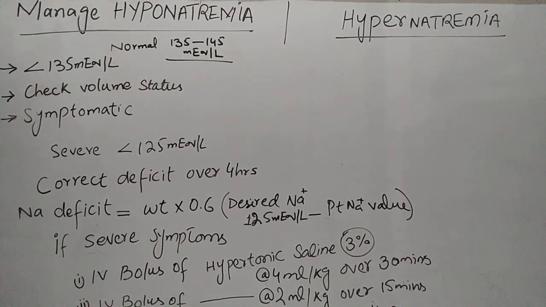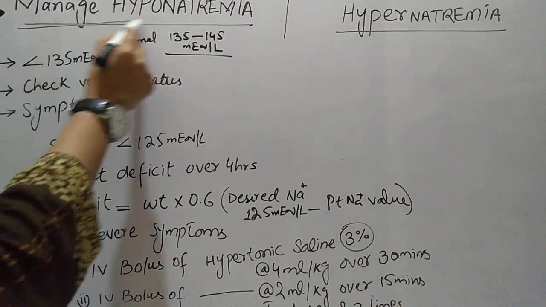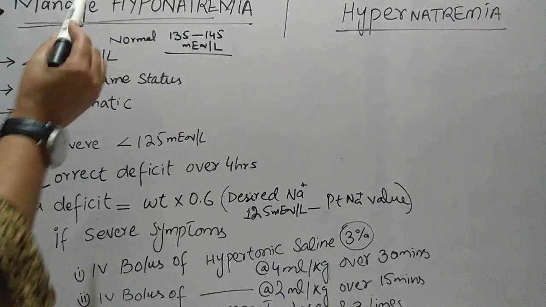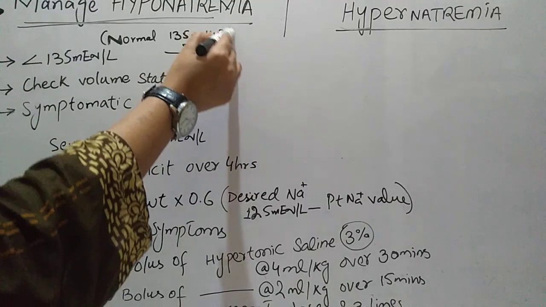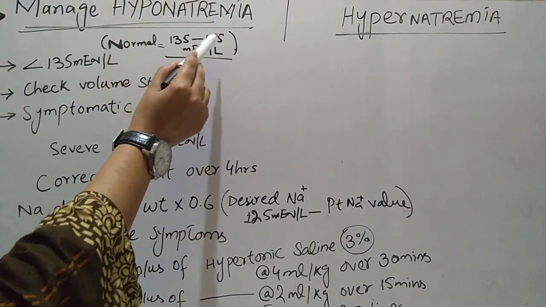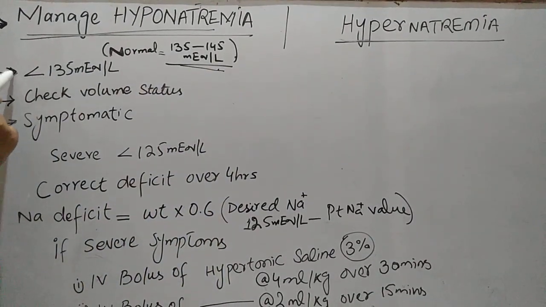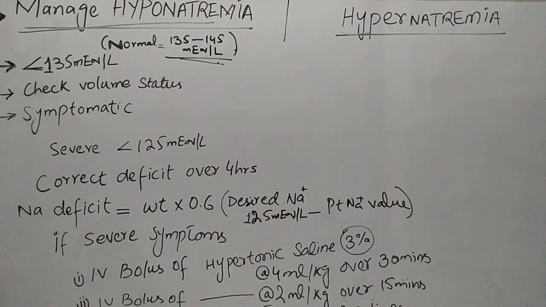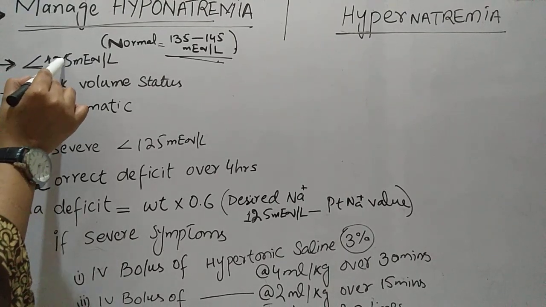Bismillahirrahmanirrahim. Today the topic of our discussion is management of hyponatremia versus hypernatremia in pediatrics. Normal serum value of sodium is 135 milliequivalents per liter to 145 milliequivalents per liter. When the value gets lower than 135 milliequivalents per liter, we call it hyponatremia.